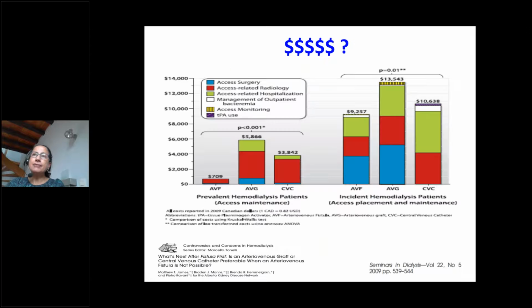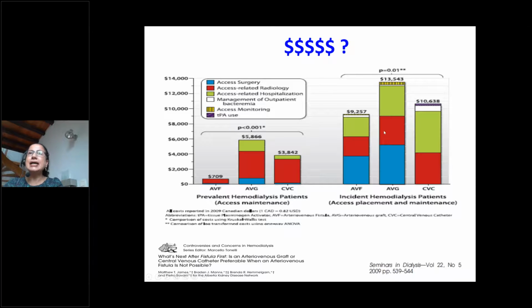And if you have to talk to your managers and convince them about optimal access, clearly they look at euros and dollars only. So here, looking at the prevalent hemodialysis patients as well as incident patients, you see that the costs for AV fistulas are significantly lower than AV grafts or central venous catheters. In the bright red here is the cost of access-related radiology and surveillance for these fistulas. And this is, of course, for prevalent access.